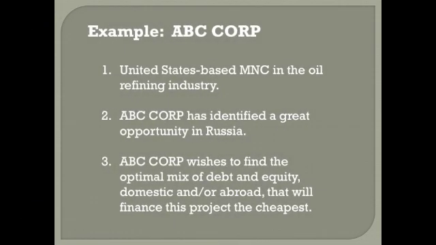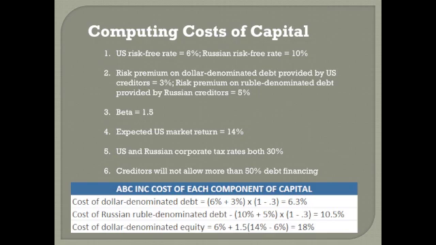Let's use ABC Corporation as an example to illustrate these steps. In this example, we will assume this firm to be a United States-based multinational company in the oil refining industry, and they have identified an attractive opportunity in Russia. Now, ABC Corporation is trying to determine the best mix of equity, domestic debt, and foreign debt to fund this venture the cheapest way possible. Furthermore, let's assume that ABC Corporation has been given the following 6 pieces of information.